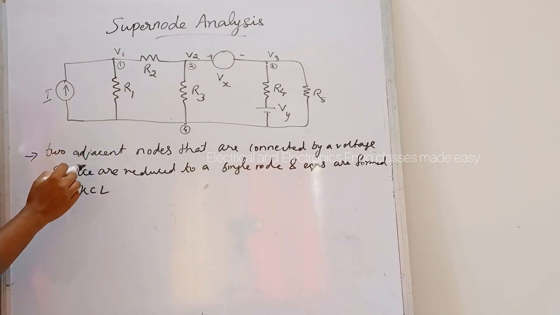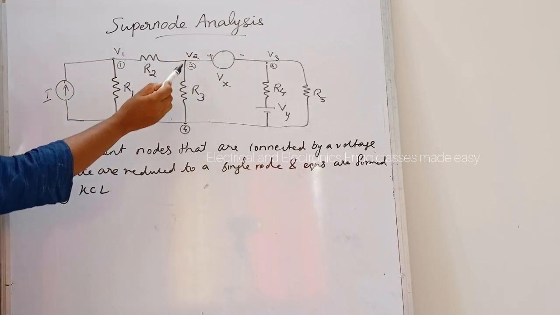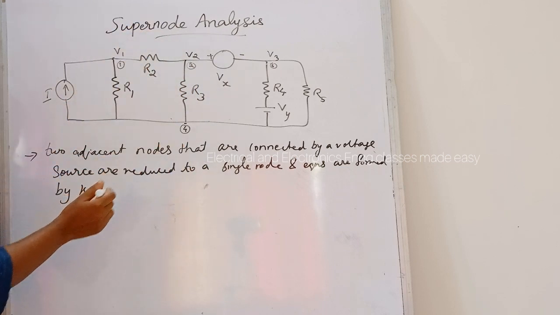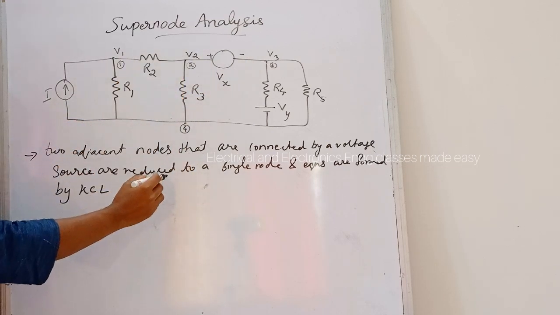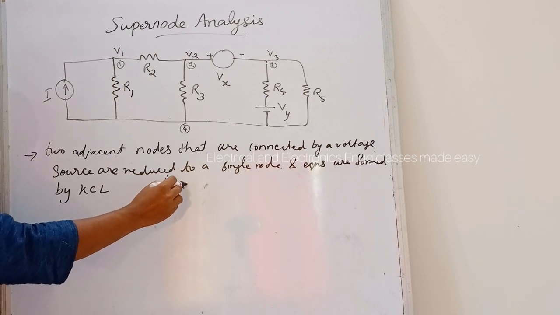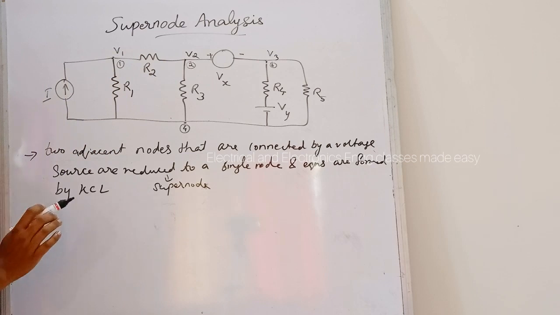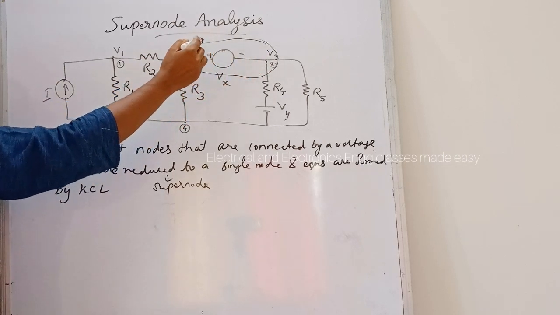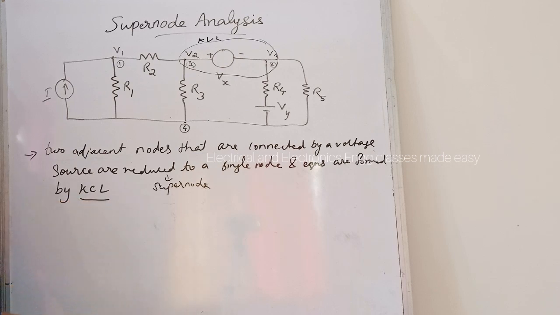In this method, two adjacent nodes that are formed by a voltage source are reduced to a single node, and equations are formed by applying KCL. So, these two nodes are considered to be a single node called the supernode, and we apply KCL at that supernode. Also, we will apply KVL, and to the reduced node, we have to apply KCL.